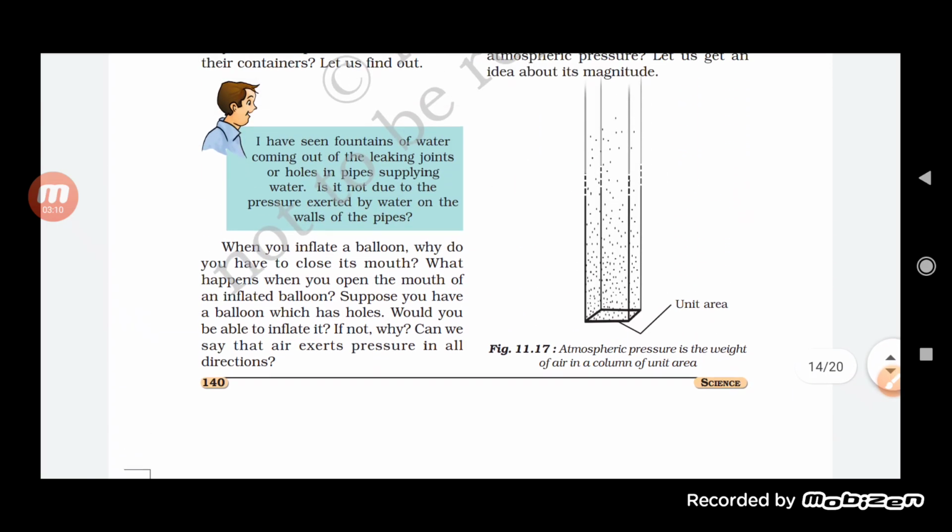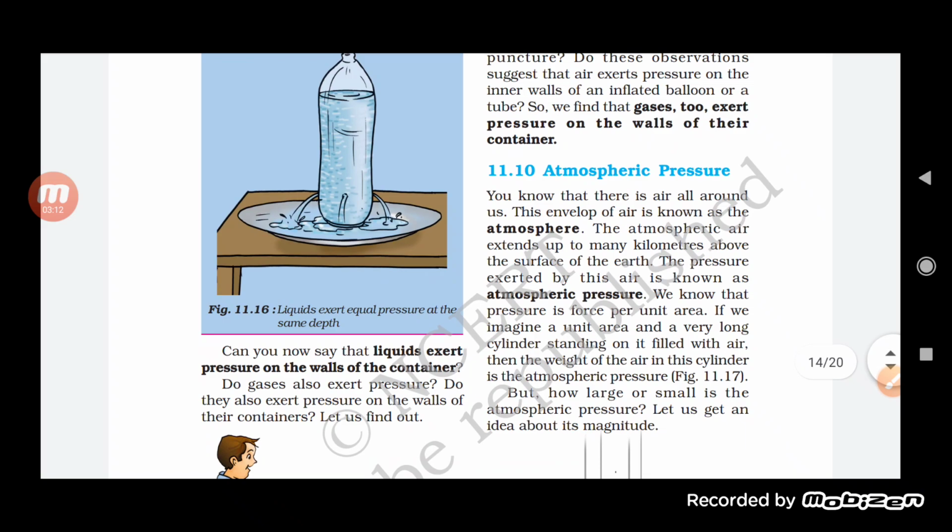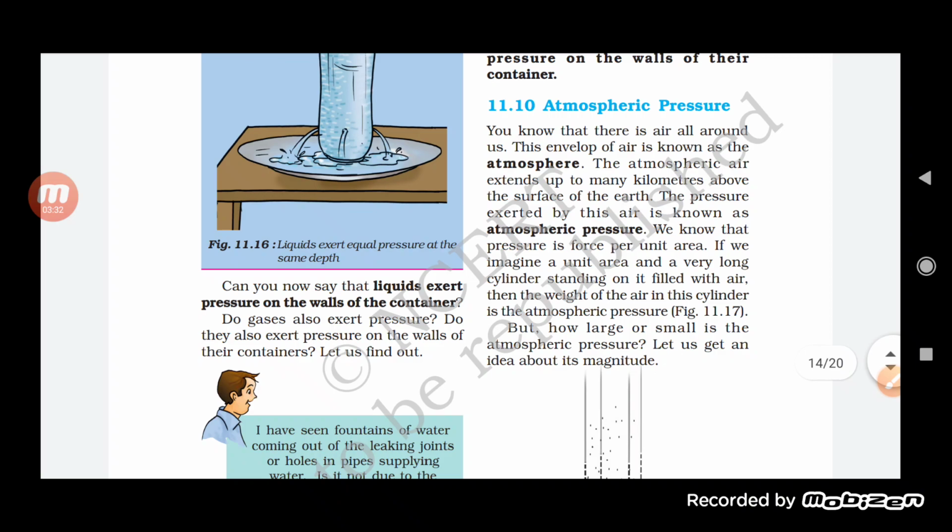Now let us try to understand atmospheric pressure. Atmospheric pressure is the pressure exerted by the air, and again it is also force per unit area. If we talk about atmospheric pressure, suppose there is a very long cylinder of unit area filled with air, then the weight of the air in it is the atmospheric pressure.